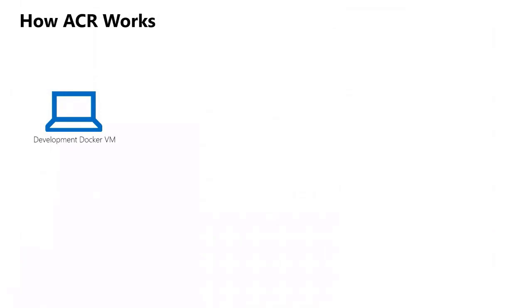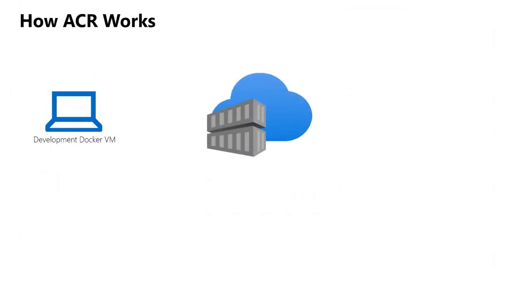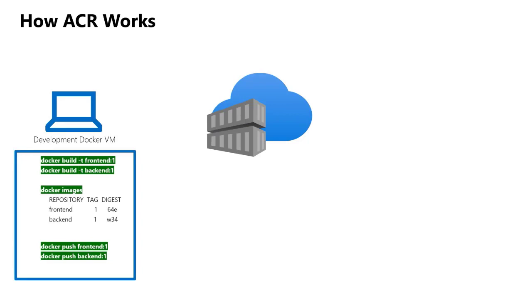Okay, a quick overview of how ACR works. First of all, we create the registry. Once we create the registry, on the left-hand side we have a VM or a system that a developer is using that has Docker installed on it. The developer runs the Docker build command to build two new images, the front-end version 1 and back-end version 1. Once they're built, the developer has the two versions of Docker containers locally. And then they can push those images into Azure Container Registry for storage.